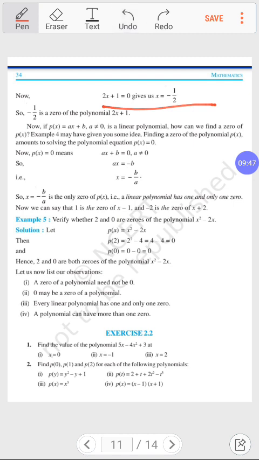How can we find the 0 of p(x), that is ax plus b? Example 4 may have given you some ideas. In the same way we will find it, and it is being found over here. Finding a zero of a polynomial p(x) amounts to solving the polynomial equation p(x) is equal to 0. Now p(x) is equal to 0 means ax plus b is equal to 0, where a is not equal to 0. So ax is equal to minus b, because when plus b comes to this side, it becomes minus b.